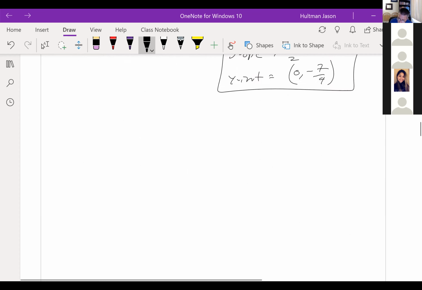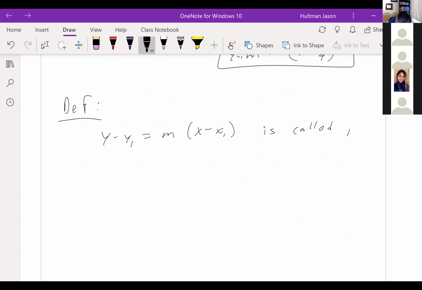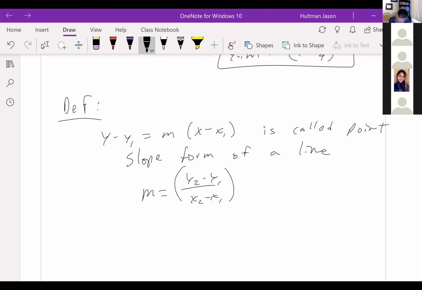Now what's really going to come in handy is what we're going to talk about next, which is point slope form. Y minus y1 equals m times x minus x1 is called point slope form of a line. And this really comes to us from the slope formula. What's the slope formula? Slope formula is y2 minus y1 over x2 minus x1. And what happens when we multiply both sides by x2 minus x1?